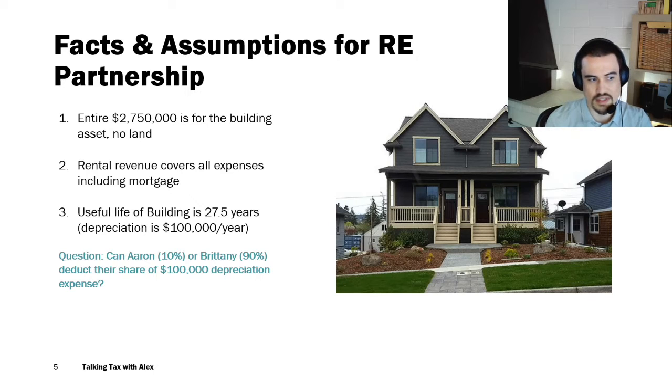So the question before us is, can Aaron or Brittany deduct their share of $100,000 of depreciation expense? That is the tax advantage. That is why people want to invest in real estate, because you get to write off depreciation. It's a big deal. It's $100,000 on this investment. That's one of the reasons why a lot of people want to invest in real estate. So the question that we're covering on this video is, can they deduct that depreciation expense? I'm going to take you through a couple different things that you have to think about in partnerships, and hopefully this is enlightening for you.